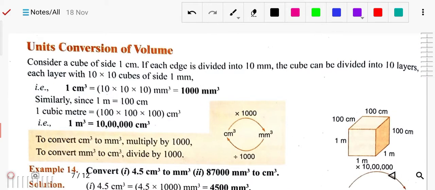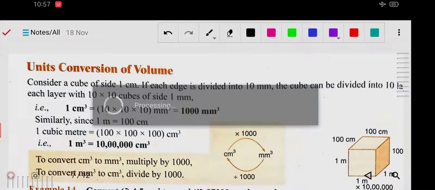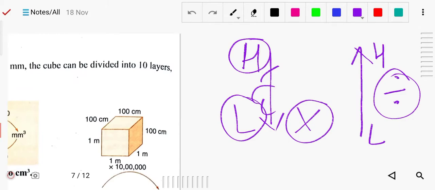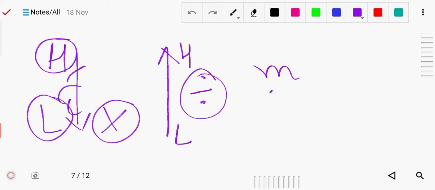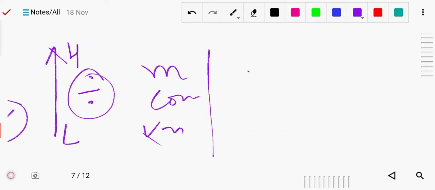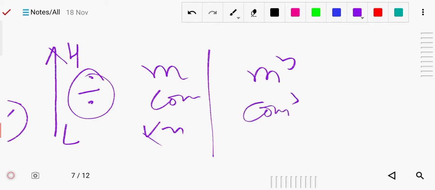Earlier, when we solved this type of problem, it was only a simple unit, written only as meter, centimeter, or kilometer. But now in this chapter you will see units like meter cube and centimeter cube. Cube means 3 times.